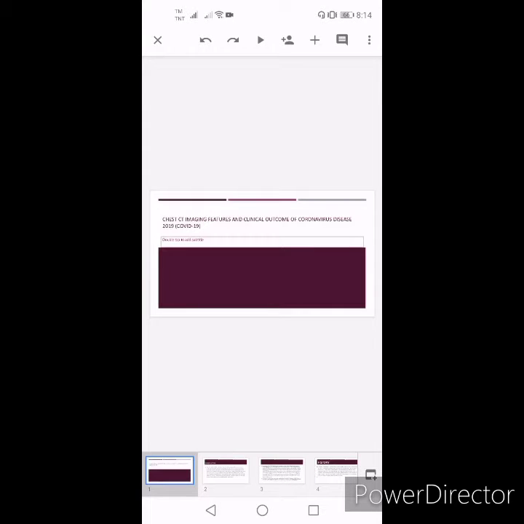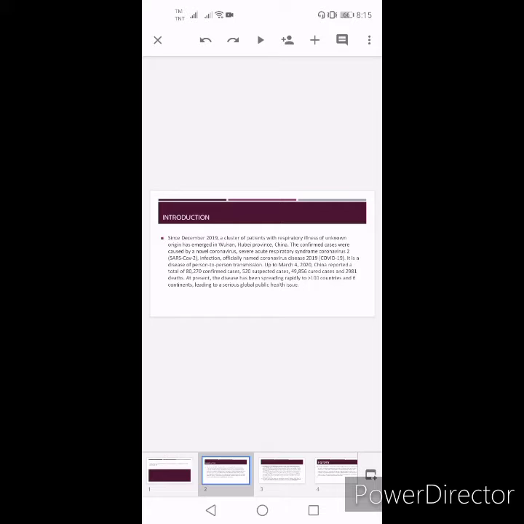Good day. Our case study is chest CT imaging features and clinical outcome of coronavirus disease 2019 or COVID-19. Introduction. Since December 2019, a cluster of patients with respiratory illness of unknown origin has emerged in Wuhan, Hubei province, China. The confirmed cases were caused by a novel coronavirus, severe acute respiratory syndrome coronavirus 2 or SARS-CoV-2 infection, officially named coronavirus disease 2019 or COVID-19.